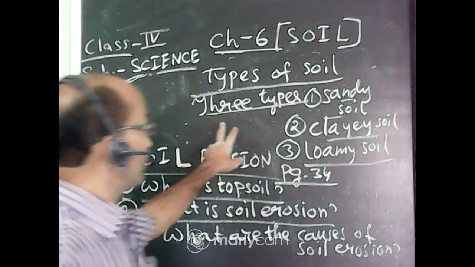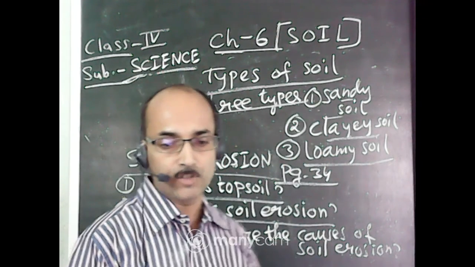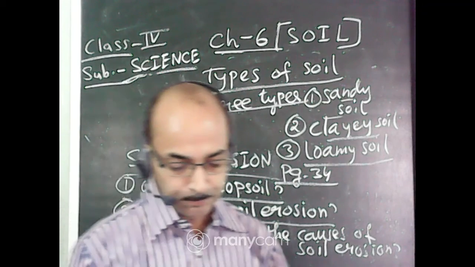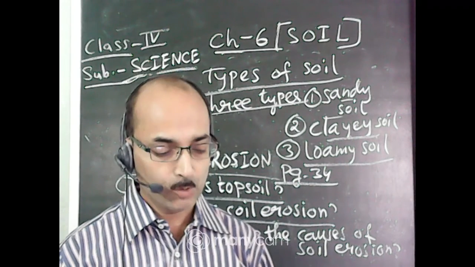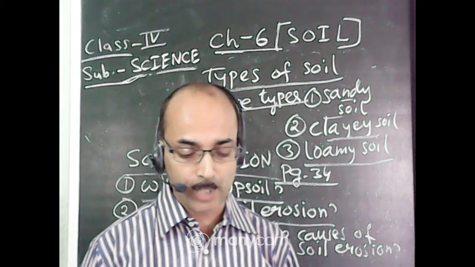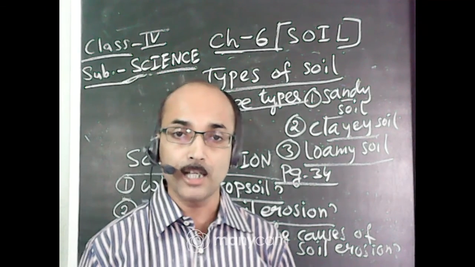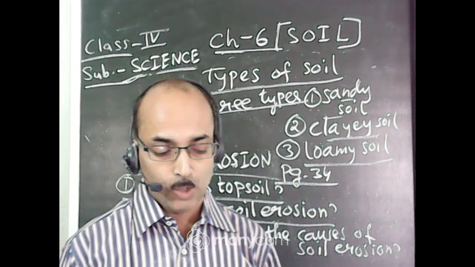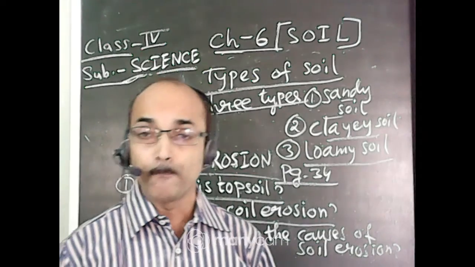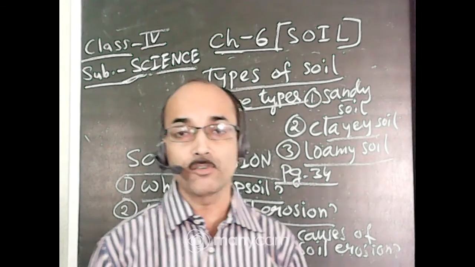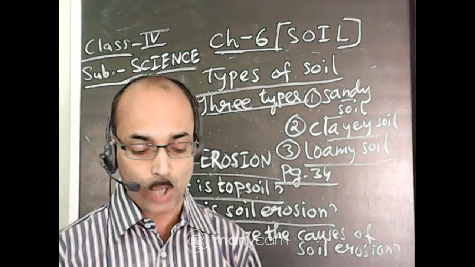I have written on the board three types: sandy soil, clay soil, loamy soil. Then we have learned soil erosion. Before that, we learned what is topsoil. The topmost layer of the soil is the topsoil. When this topsoil is removed by the action of the wind, rain and river water or running water, this is called soil erosion.